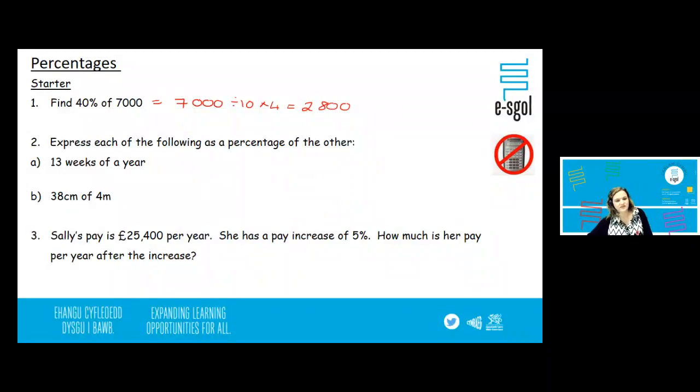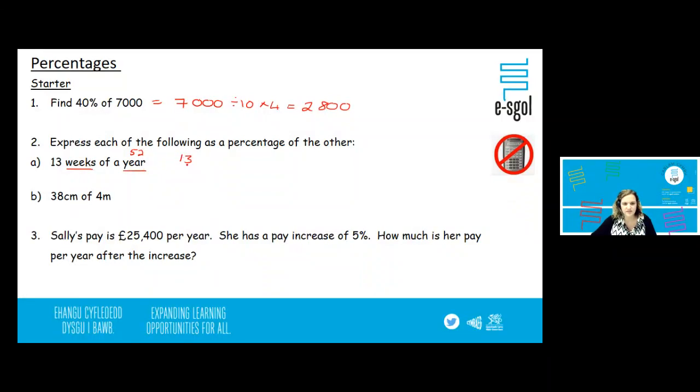Question 2, express each of the following as a percentage of the other. Now we've got to remember that, and I did mention this one in the recordings, these are in different units. One is in weeks and one is in years. So you do have to get them both the same. There are 52 weeks in a year. Okay, so we are going to do this question in weeks.